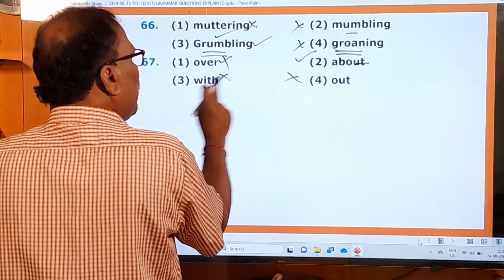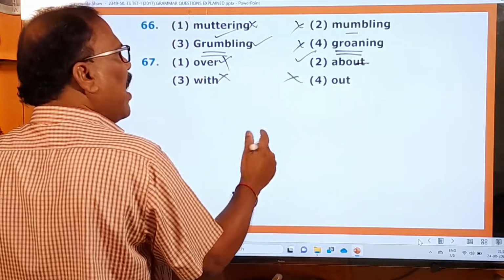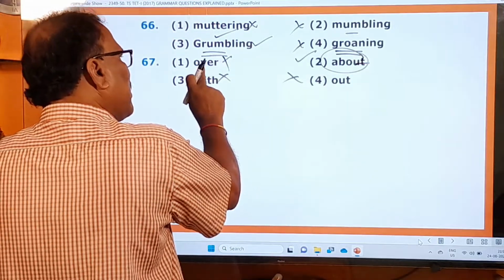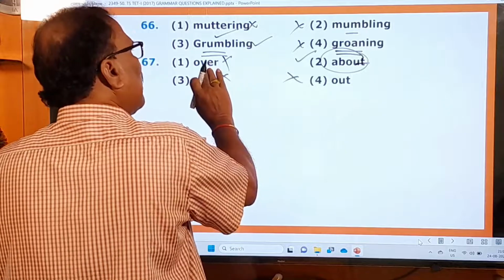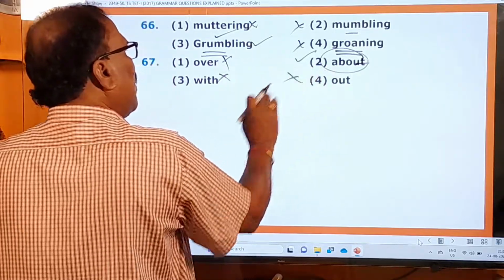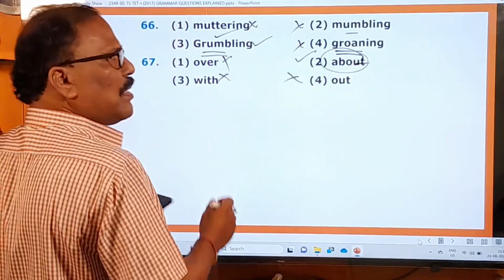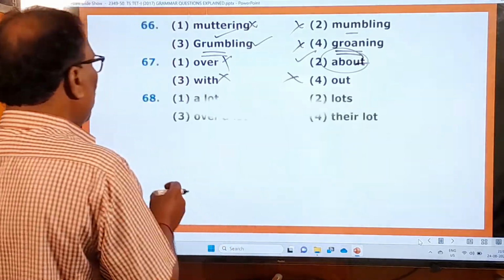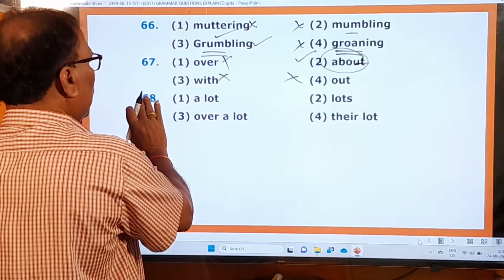First one, third one, fourth one are out, because whining about, whining over is also there, but I don't go with this. And 1, 3, 4, this is also correct, two things are there, but I go with this. About is there. About is the most relevant one. Dash in this word means here are given, 68th blank is there.